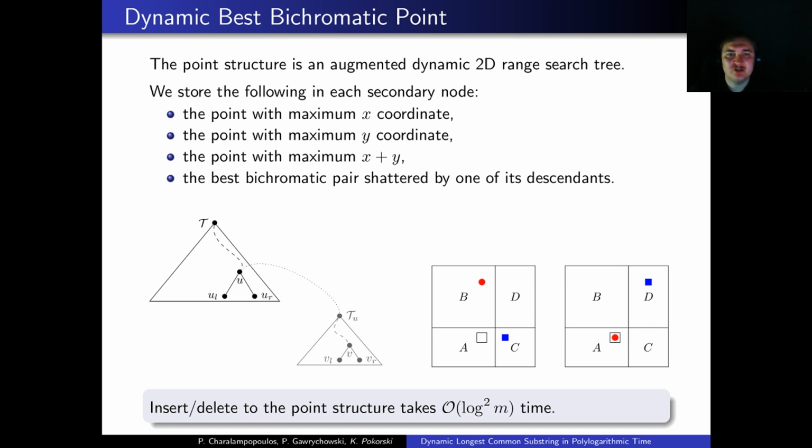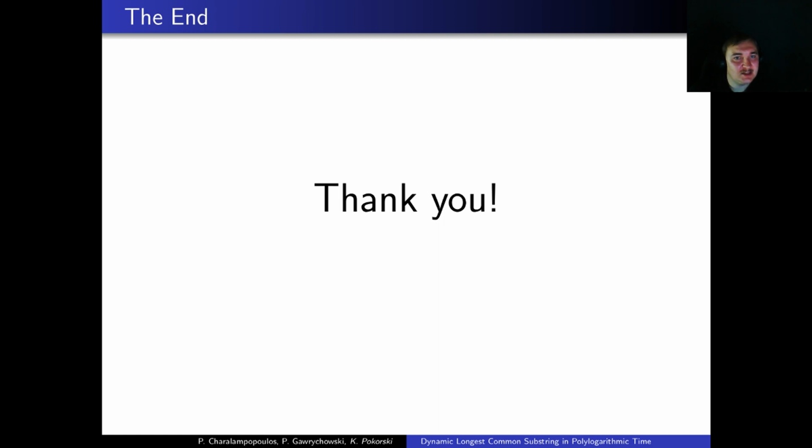The information is computed recursively from its children, and any insert or deletion to a point structure takes log squared n time. That would be it.